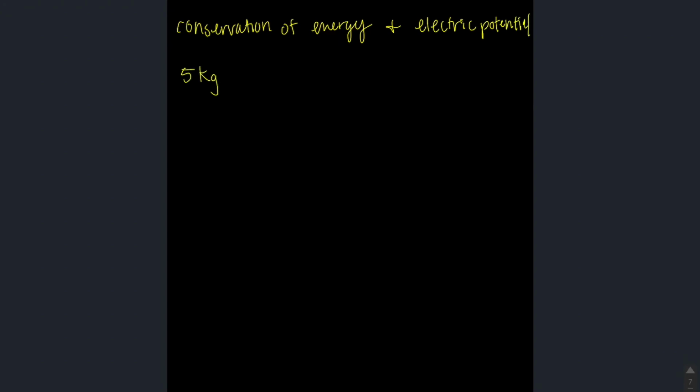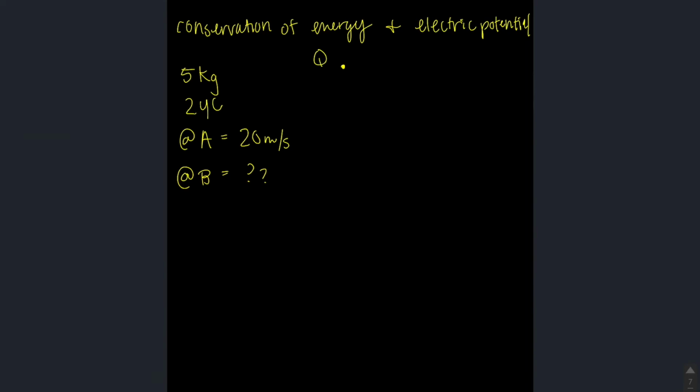Let's do one last example problem dealing with electric potential. It is the conservation of energy and electric potential. So you have a 5 kilogram charge with 2 microcoulombs, moving 20 meters per second at A. What is it moving at at B?